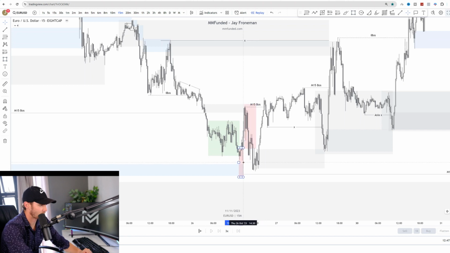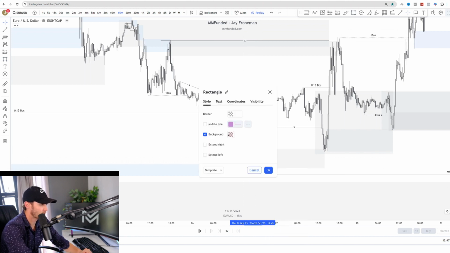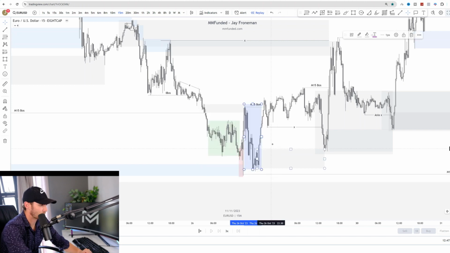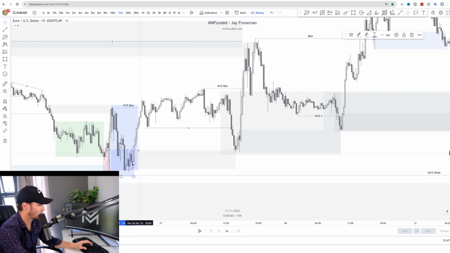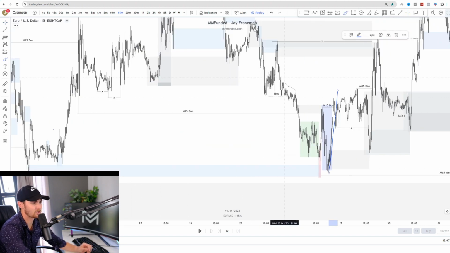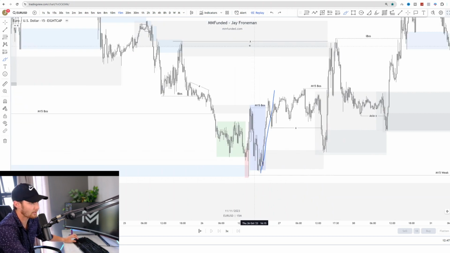Let's just move that a little bit aside. Displacement fair value gap, distribution, which then pulled back into this area of demand to continue targeting those weak M15 highs, which then confirmed the M15 is now shifted bullish, which is confirmation that this 4-hour POI is now going to hold and continue targeting those weak highs.